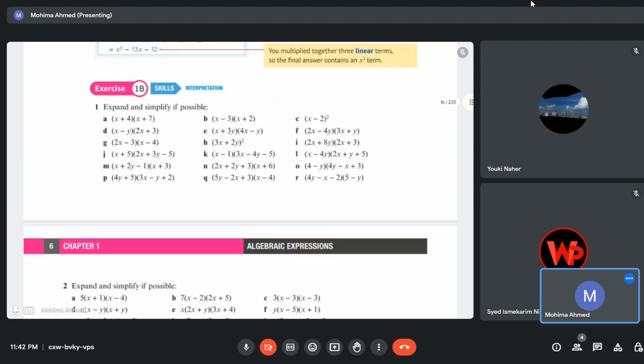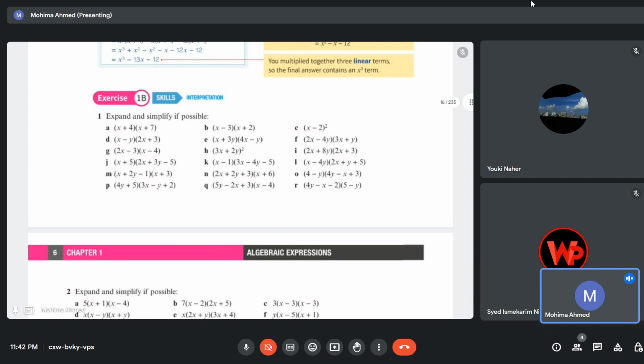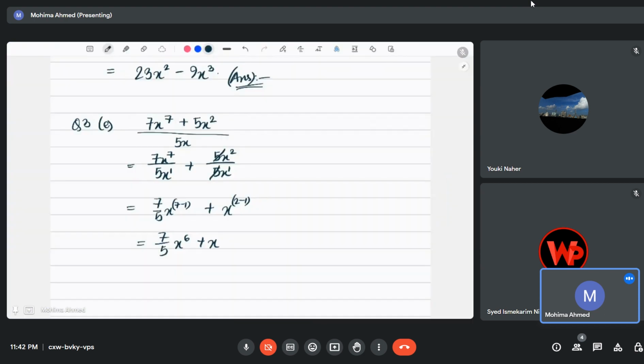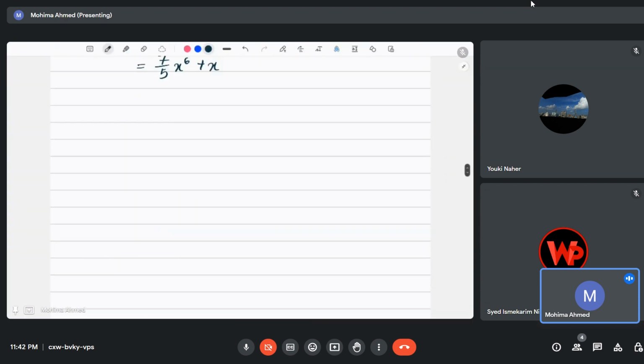Okay, so we'll simply move to 1B, and I'll solve question 1R for you. 1R has 4y minus x minus 2 and 5 minus y. Again, it has the simple basics of the multiplications over here. We're still not even involved with the formulas that we have discussed at the beginning of our class.